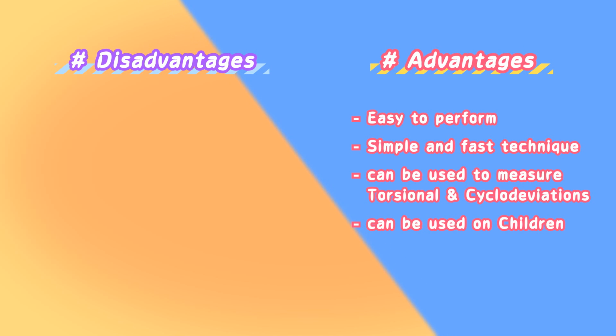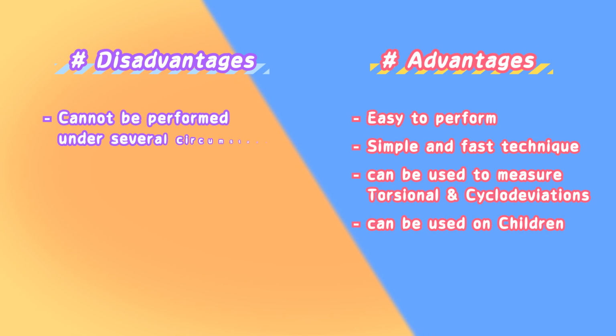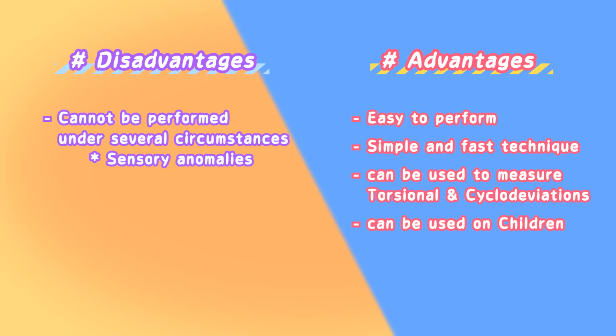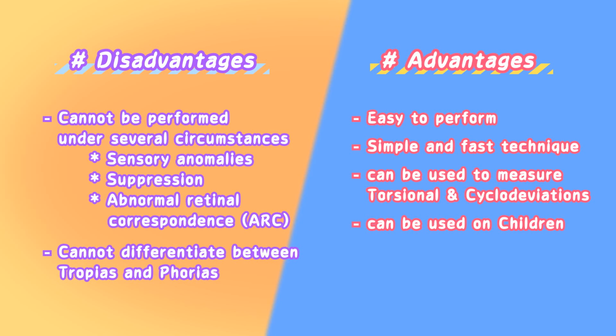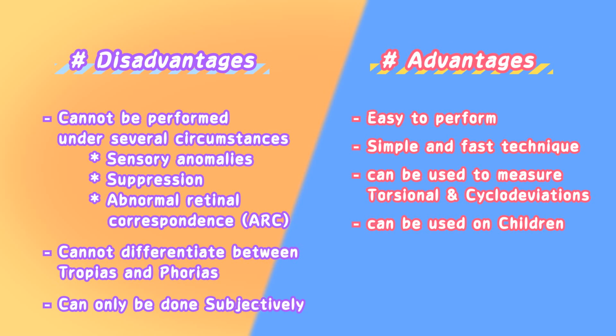Some of the disadvantages of the Maddox rod test are: it cannot be performed if there are sensory anomalies present. It cannot be performed if a patient has suppression, as they will not be able to see the light. It cannot be performed if there is ARC, as the angle of separation of the images will not correspond to the angle of deviation, leading to inaccurate results. It cannot differentiate between tropias and phorias. It can only be done subjectively.